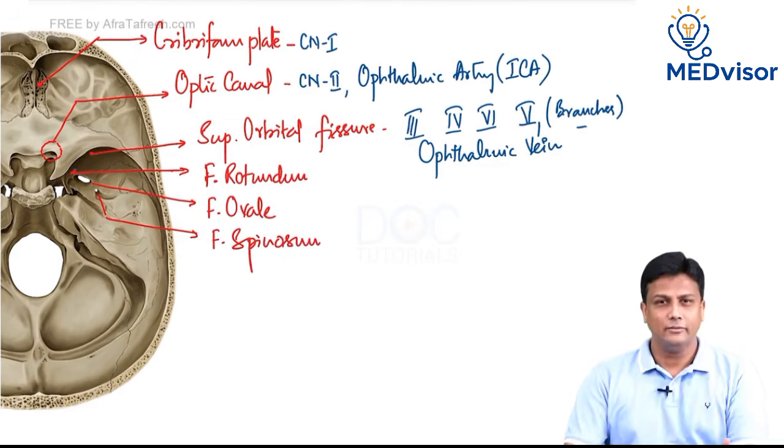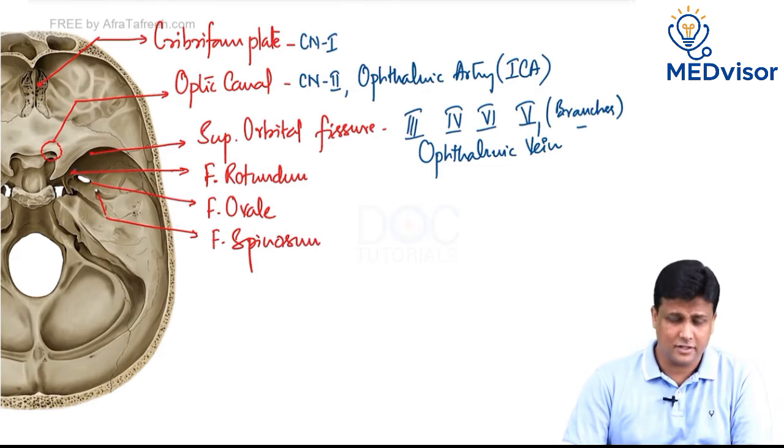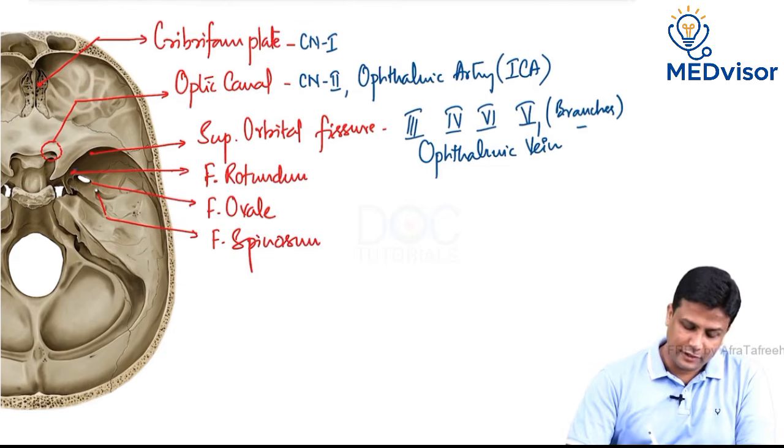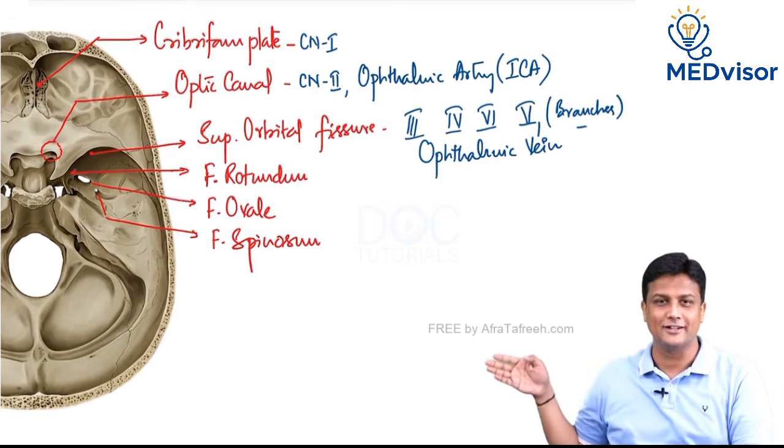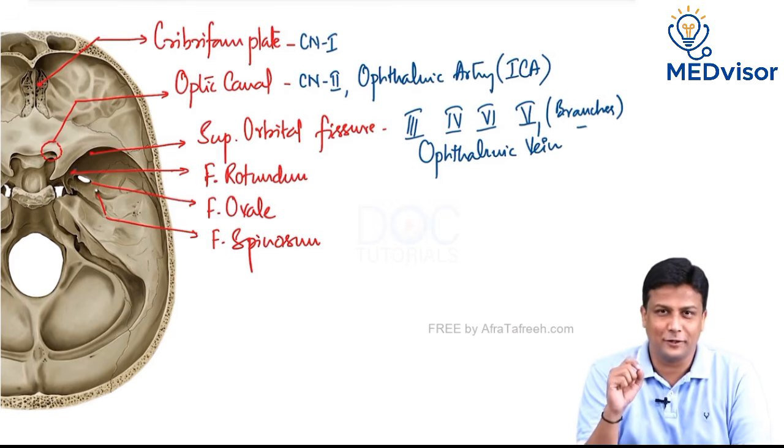So foramen rotundum, foramen ovale and foramen spinosum. This is one of the hot favorite things of the examiners, guys. Now what is going to pass through foramen rotundum? If you have appreciated one thing here, all the cranial nerves will be actually passing in order here, guys. All the cranial nerves are going to pass in order.